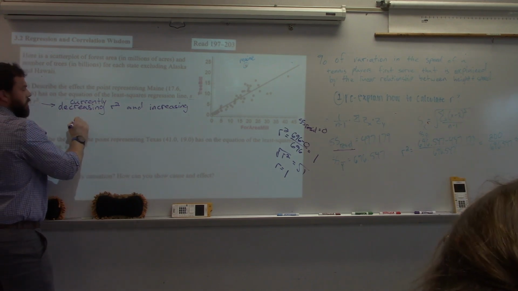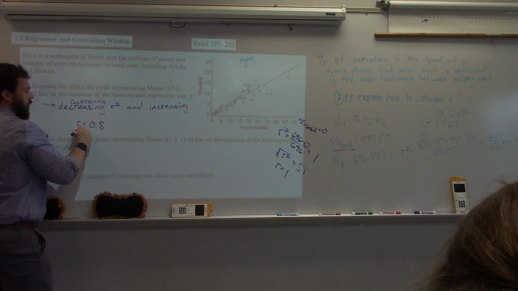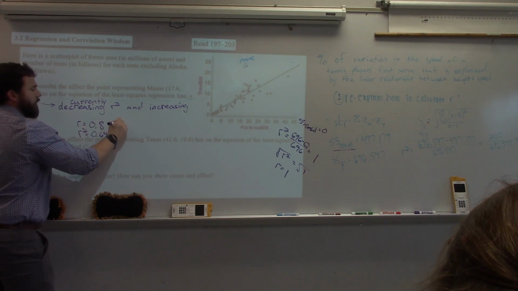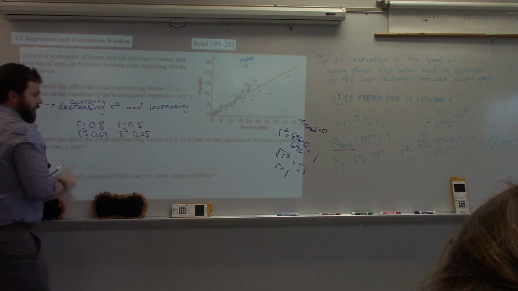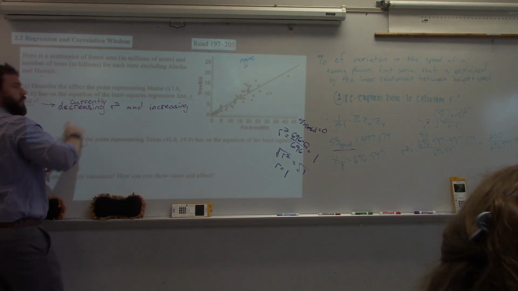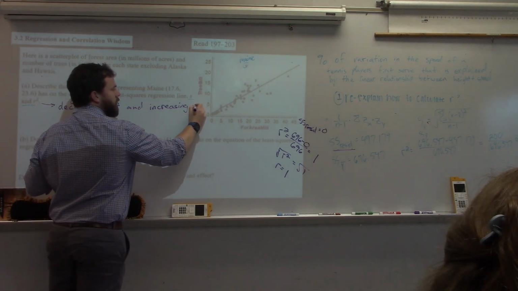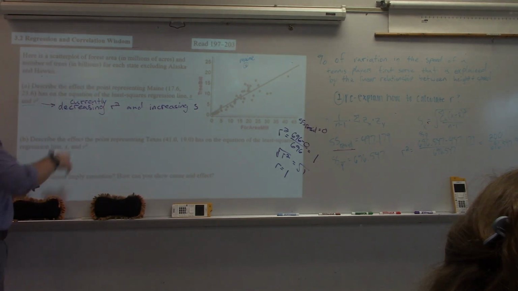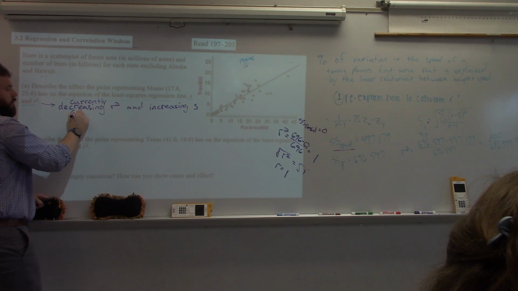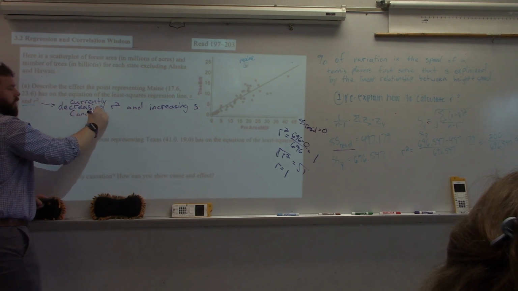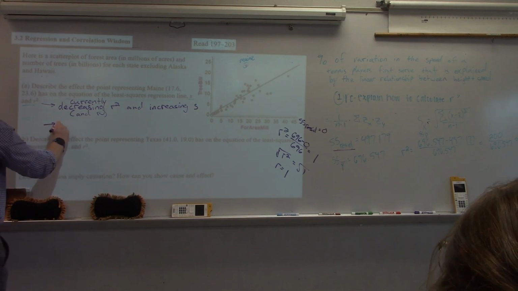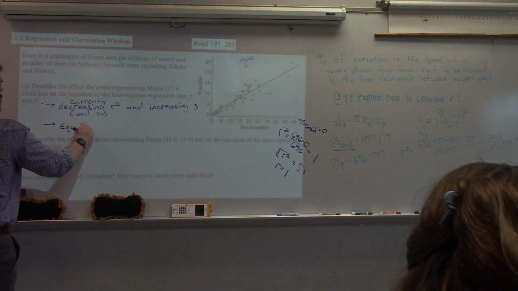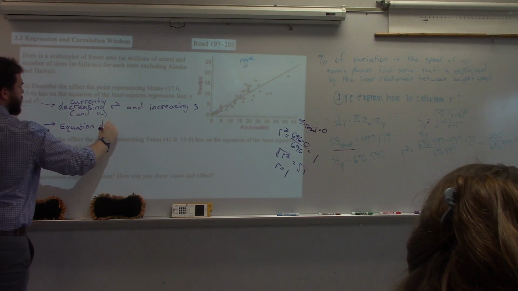Think about it this way. If R is 0.8, R squared is 0.64. If R is 0.5, R squared is 0.25. Yeah, I was thinking about it the other way around. So it's going to decrease R squared, and it's going to increase s, the standard deviation. And don't forget, if it decreases R squared, it also decreases R, the correlation coefficient. You good? But what's it doing to the equation? Not much. So the equation doesn't change much.